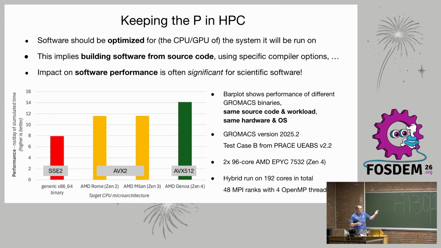Higher is better, so higher means better performance. If we're using a generic binary on the left, we're essentially using SSE2 instructions, which I think a Pentium 4 20 years ago already supported, so it makes 0 sense. And then you get about 8 nanoseconds of simulated time per day. It's a weird metric, but it gives you some idea.